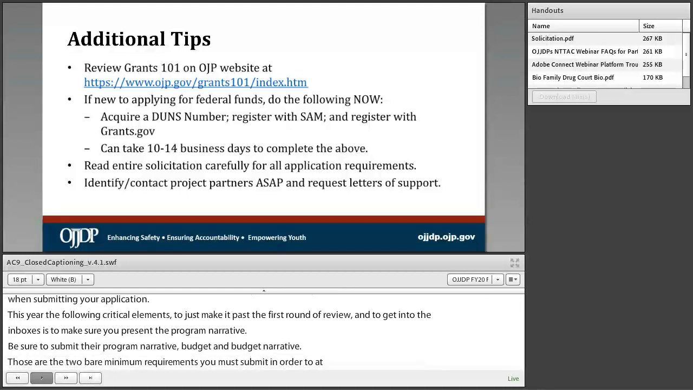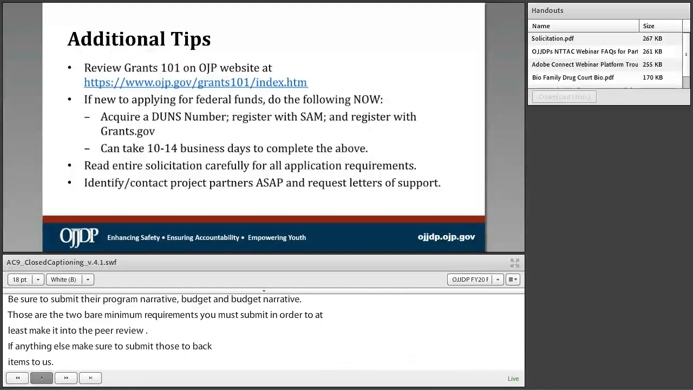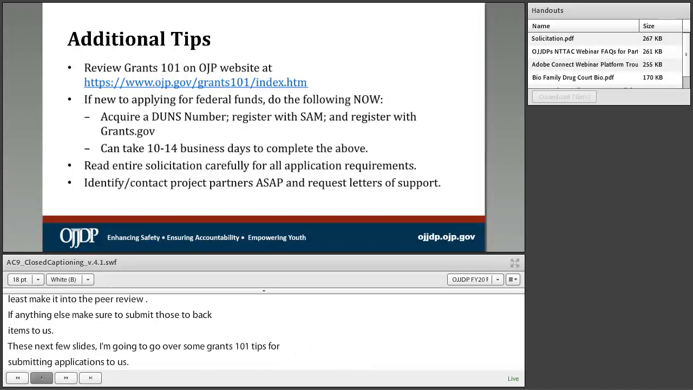So these next few slides, I'm going to go over some grants 101 tips for submitting applications to us, things that I've seen during peer review, things that I've seen before peer review that have happened to applicants that unfortunately didn't even make it to peer review because of not meeting certain requirements. So hopefully these next few slides of tips and tools will be helpful for you.